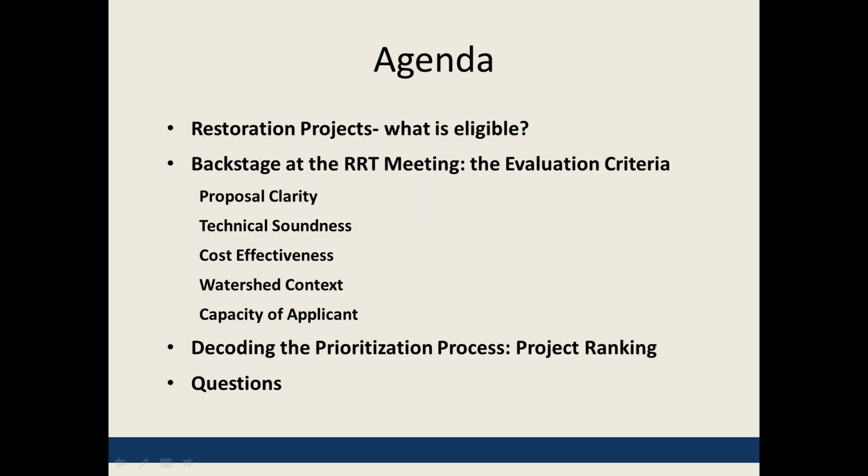So first, I'm going to talk a little bit about restoration projects, what is eligible and what isn't. Then we're going to take you backstage at the review team meeting. Again, each of us from around the state, your RPRs, are going to discuss a different evaluation criteria: proposal clarity, technical soundness, cost effectiveness, watershed context, capacity of applicants. And then we're going to delve into the prioritization process, and we'll have time for questions at the end. But as Sean mentioned, if you have an urgent question during the presentation, raise your hand and Sean will find a good time to interject so you can get that answered without having to wait all the way to the end.